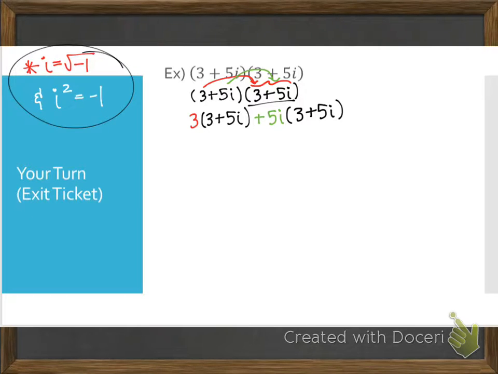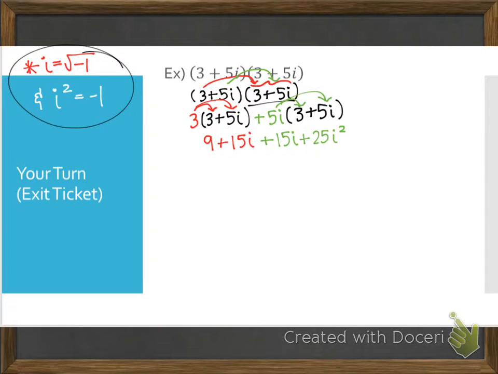So now we're going to go ahead and distribute. 3 times 3 and 3 times 5i. So 3 times 3 is 9, plus 3 times 5i is 15i. Okay, so that's how this simplifies. Plus, we're going to distribute this 5i to the 3 and 5i times 5i. So 5i times 3 is 15i, plus 5i times 5i is 25i squared.